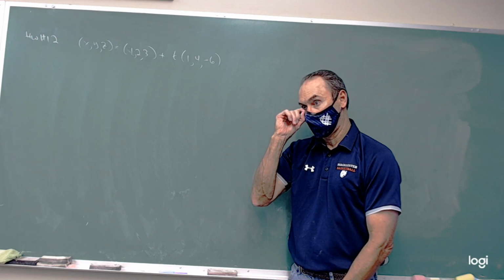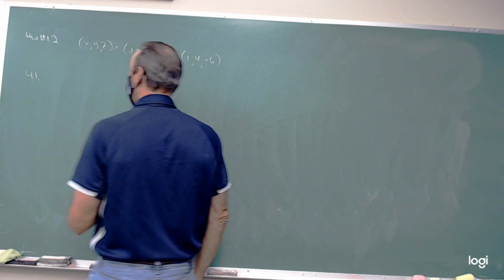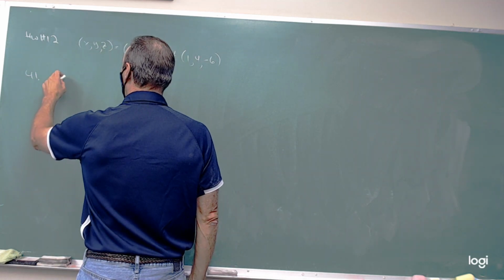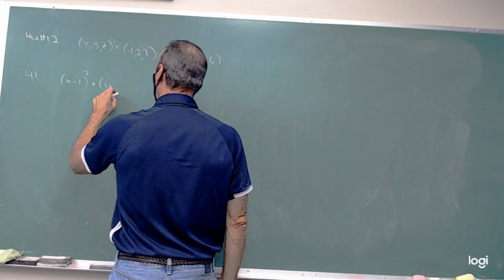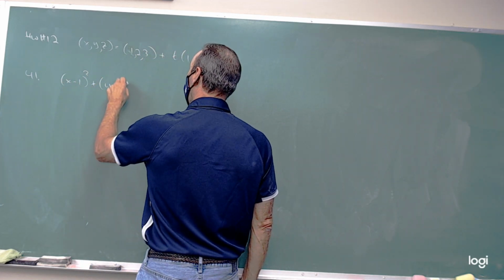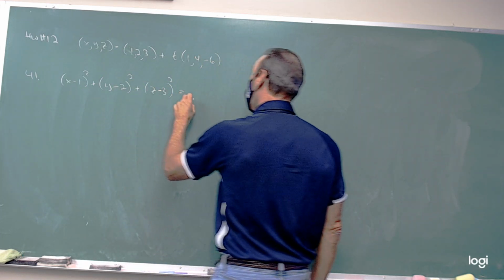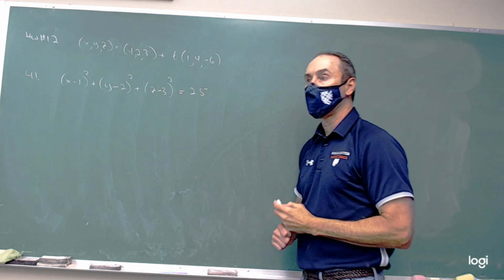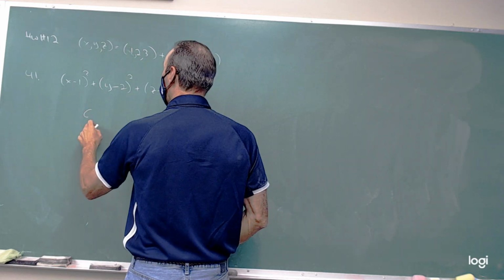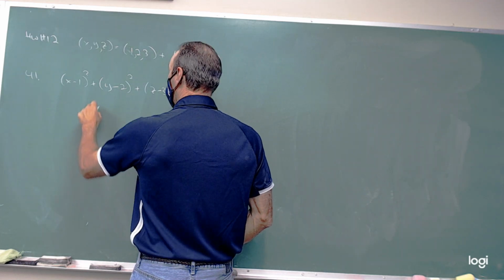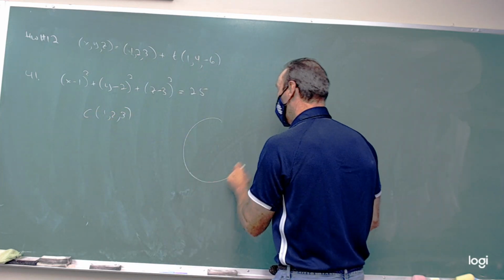What else? So on number 41 on homework 12, it gave us a sphere with the equation x minus 1 squared plus y minus 2 squared plus z minus 3 squared equals 25. And it wanted us to look for the circle, and we found the center, which is 1, 2, 3. So we got this sphere. It's looking for a circle.